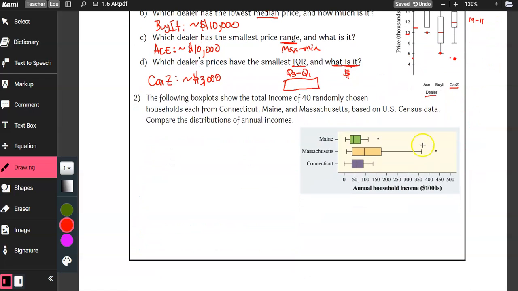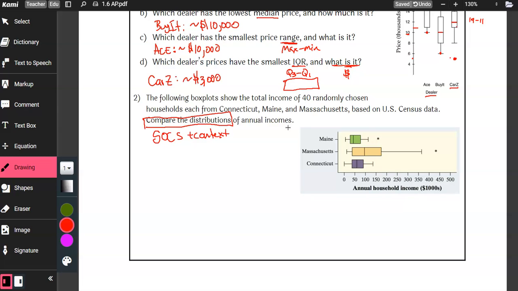Question number 2. The following box plots show the total income of 40 randomly chosen households, each from Connecticut, Maine, and Massachusetts, based on the U.S. Census data. Compare the distributions of annual incomes. So you are comparing distributions. So we need to use our acronym plus you want to make sure you include context.